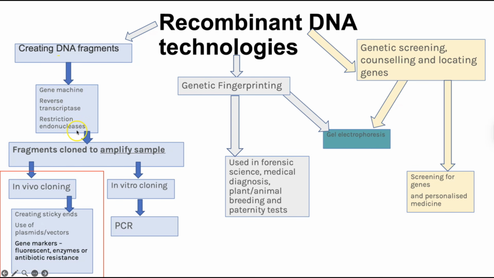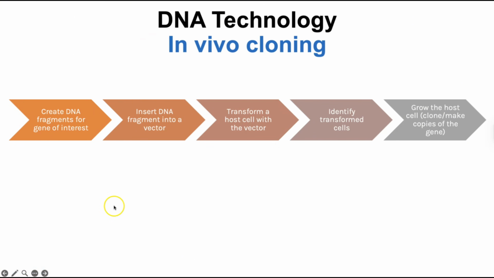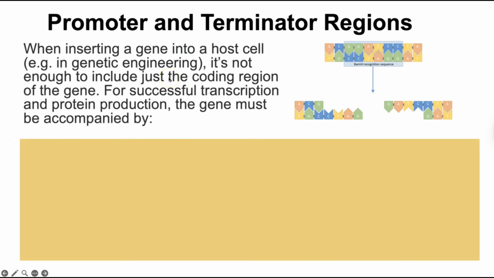Okay, so we've made our gene fragments. Now let's have a look at how you can clone them, meaning get large numbers of that gene of interest. First of all, with in vivo cloning. So we've already created the DNA fragment. Now we need to look at how we get that fragment into the vector and how we get that into the host cell. So the first thing though is adding a promoter and terminator region.